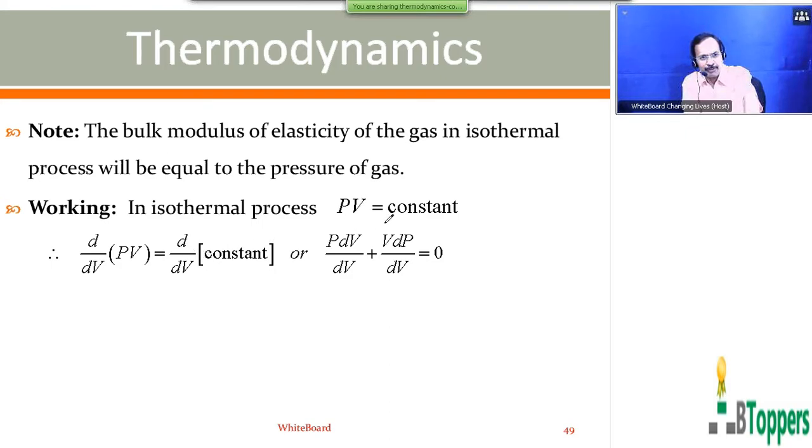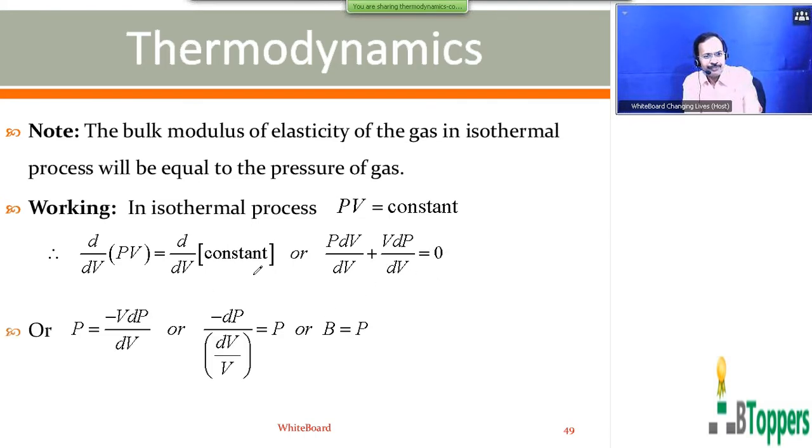In isothermal process, PV equal to constant. Therefore, d by dV of PV equal to d by dV of constant, or P dV by dV plus V dP by dV equal to 0. That is differentiating both sides with respect to volume. Or you get from the same equation P equal to minus V dP by dV, or minus dP by dV times V equal to P, or bulk modulus of the gas equal to pressure of the gas.